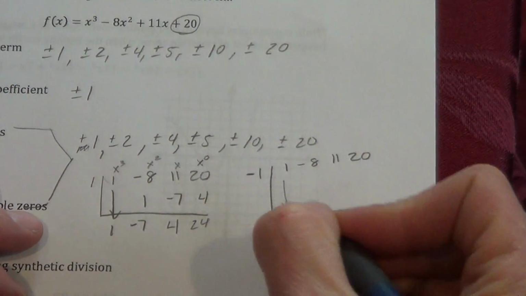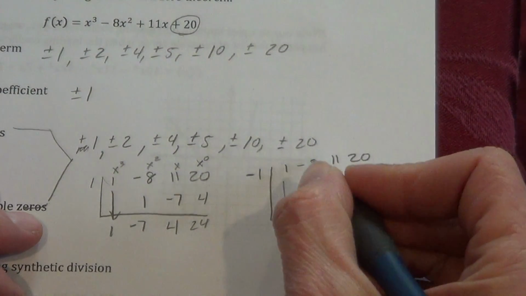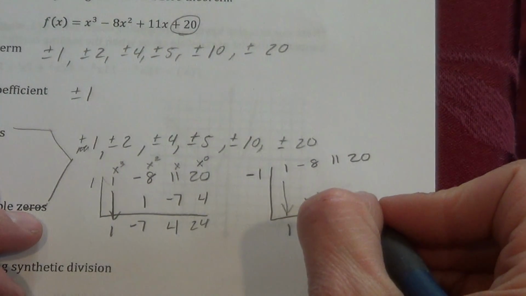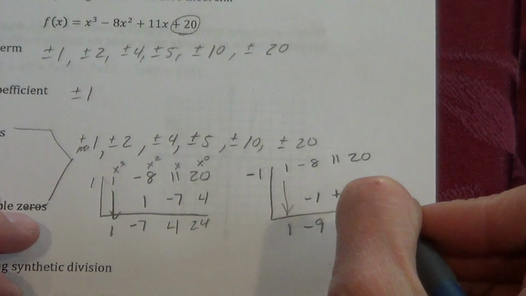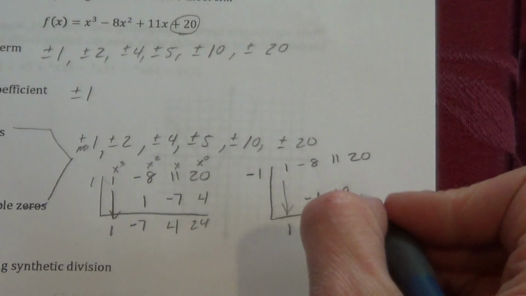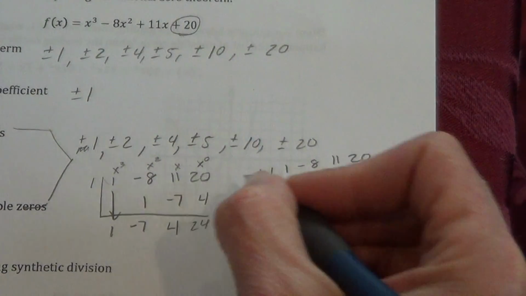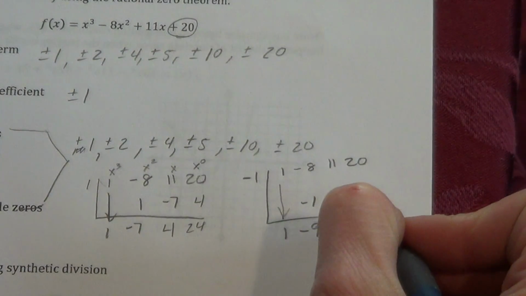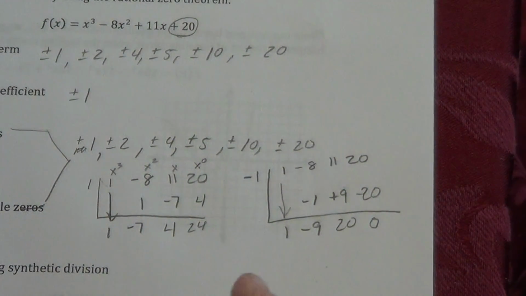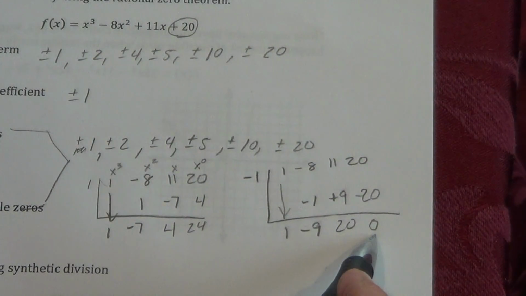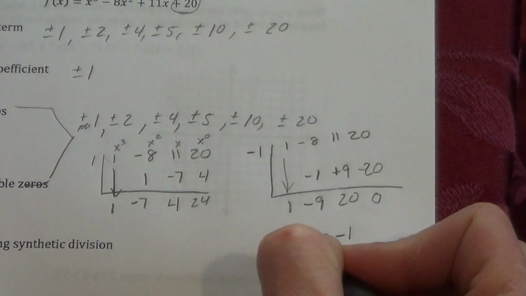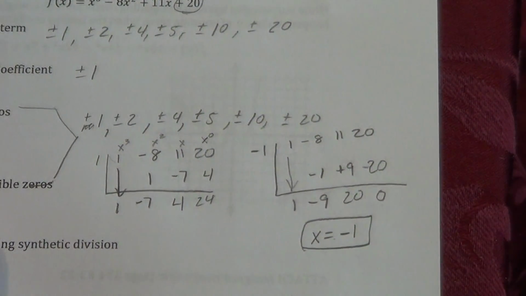Now we drop down 1. 1 times negative 1 is negative 1. 8 and 1 is negative 9. Negative 9, negative times a negative is a positive. So 11 plus 9 is 20. 20 times negative 1 is negative 20. And that makes a factor because it's got a remainder of 0. So when x equals negative 1, it's a 0.